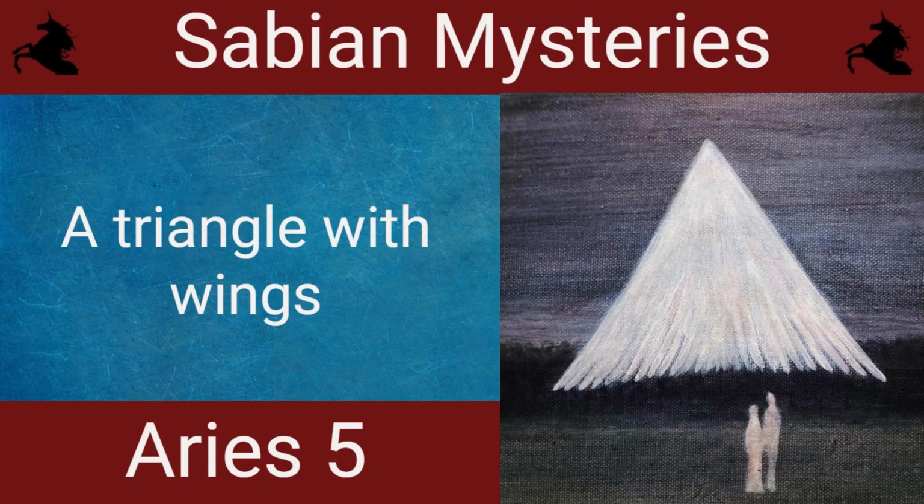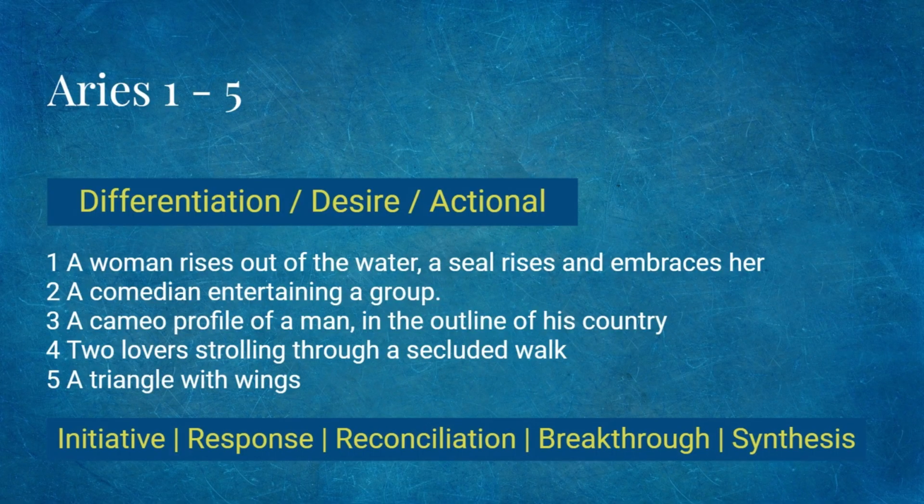And this is when we move into degree 5, triangle with wings. From the two people coming together, that chemistry emerges. It's a rising up of energy. The triangle with wings. This is the first time in this scene that we're realizing there's something more, there's an unseen world. And that's the conclusion of the actional level, the first 5 degrees.